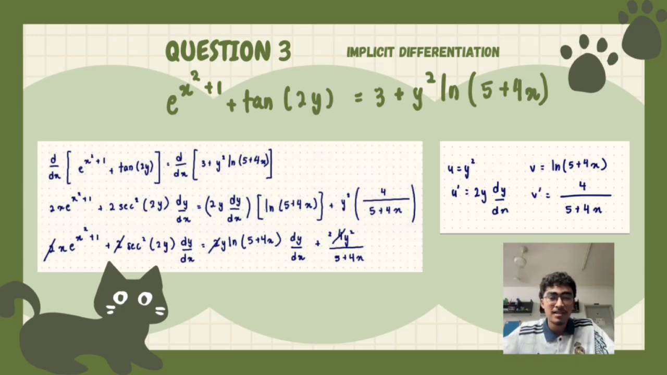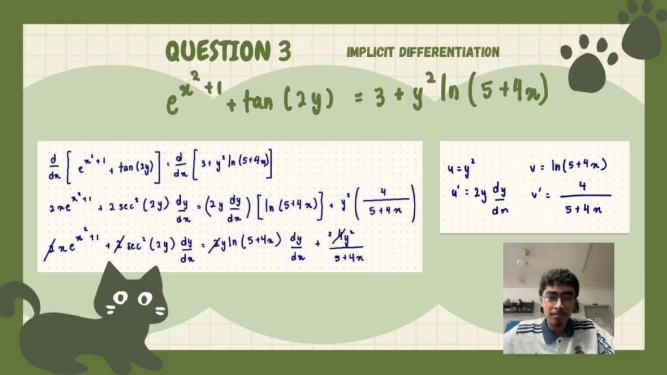On the left hand side, the derivative of e to the power of x squared plus 1 is 2x e to the power of x squared plus 1. For tan 2y, we apply the chain rule: d over dx of tan 2y equals 2 sec squared 2y dy over dx. On the right hand side, the derivative of the constant 3 is 0.